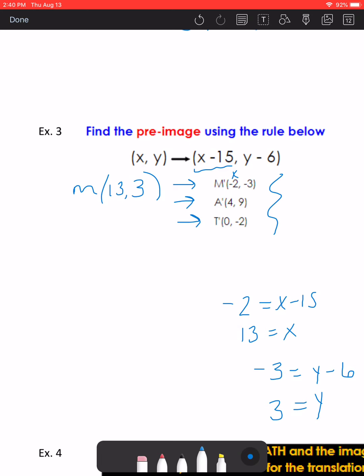Another way that you can think about it, if you don't want to consider it algebraically, is this way. If I want to find my pre-image point A, I can take 4 from my image A prime point and add 15 to it, which gives me 19. I can take my y value on my image point and add 6 to it, which gives me 15. Notice we're doing the inverse operation of what we see in the rule. Lastly, looking for my T pre-image point, 0 plus 15 is 15, and negative 2 plus 6 is 4. And there we are.